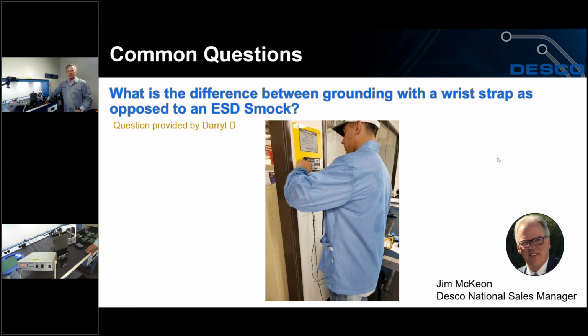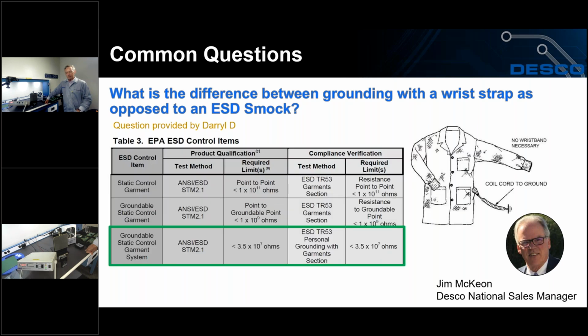Next question, again for Jim McKeon. What's the difference between grounding with a wrist strap as opposed to an ESD smock? Jim? Thank you, Jeffrey. Well, the requirement for resistance of the person, the wrist strap, and the cord is less than 3.5 times 10 to the 7th. And generally speaking, in most cases, operators put the wrist strap band on, attach the cord to it, go up to the tester and test.